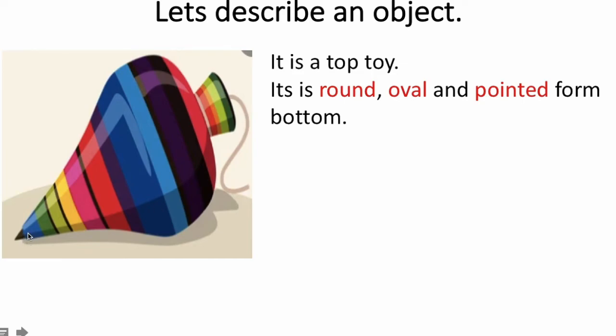Now let's talk about colors. Can you see so many colors are there? When there are so many colors, what do we say? It looks very colorful, because there is not a single color, there are many colors.